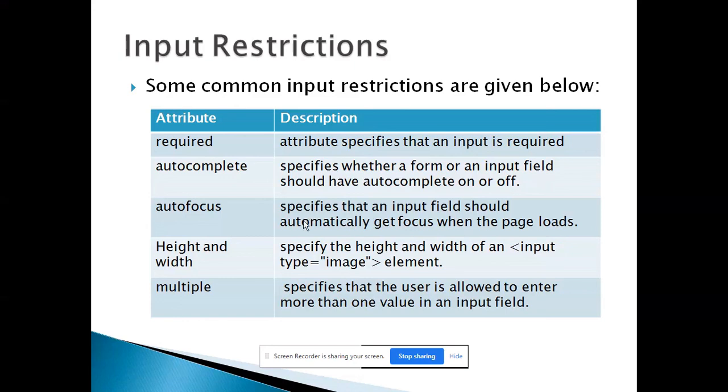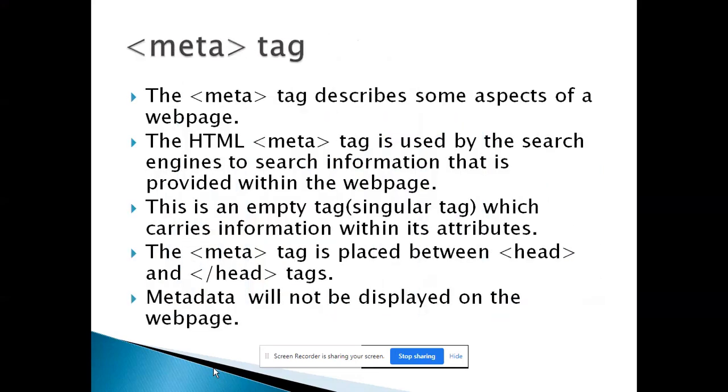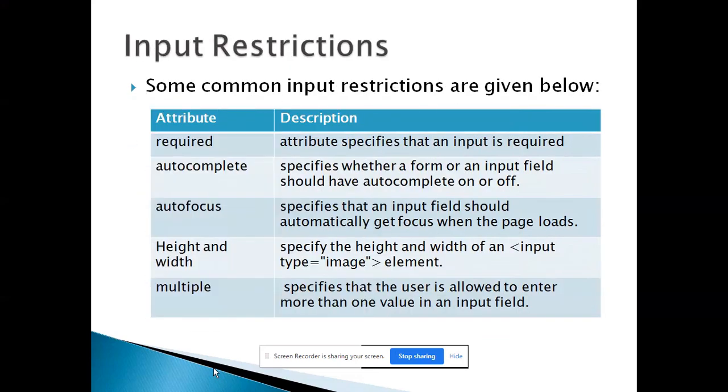Next, height and width. Height and width are used when you are going to change the size of your image, in case of input type is equal to image, where we have used the submit image. Then multiple allows you to select more than one file when you have used input type equal to file multiple. At that time you were allowed to select more than one file. Okay, so this is about your form.